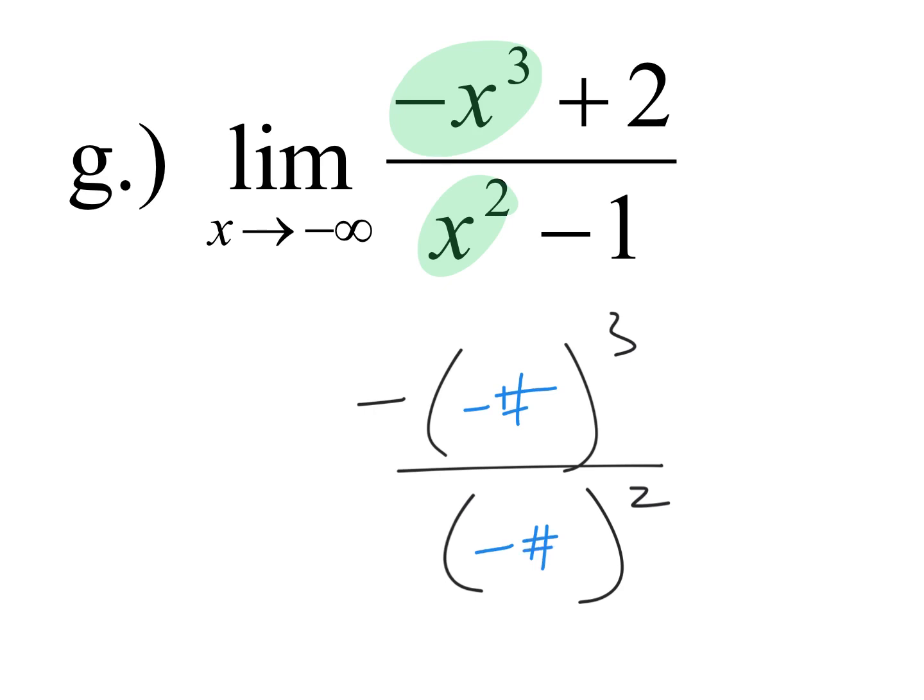So now we just have to think positive and negative sense, I guess. When you take a negative number and raise it to the third, it stays negative, and then when you make a double negative there, it actually turns to a positive. So my numerator is positive. When I take a negative number and square it, it is also positive. That means my limit is positive infinity.